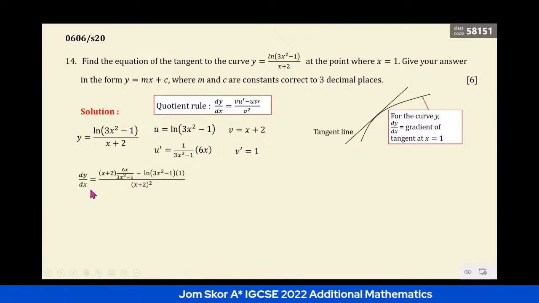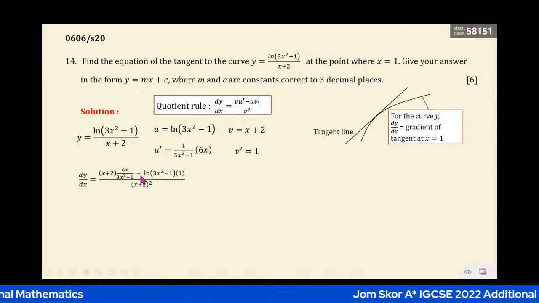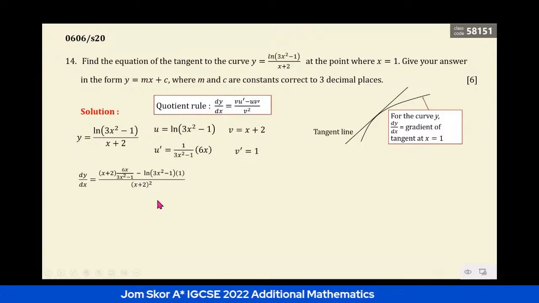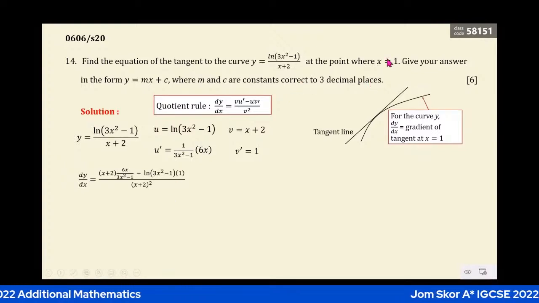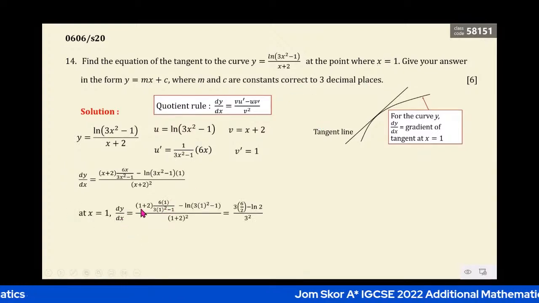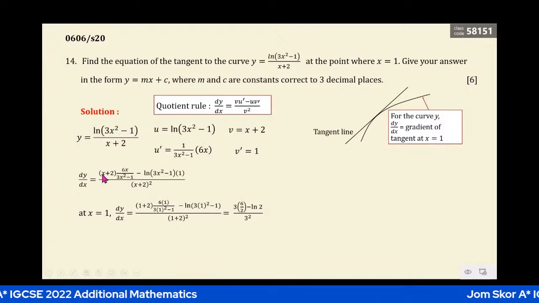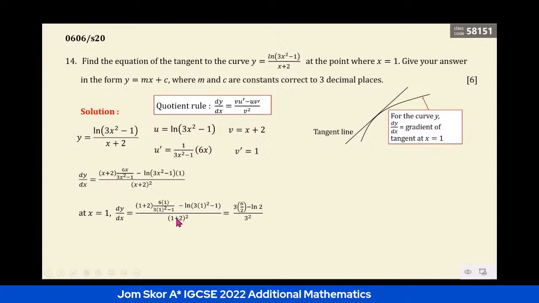So your dy dx becomes v u prime minus u v prime, all divided by v square. Because you know that x is equal to 1, we substitute x is equal to 1. You don't have to simplify this first; we just substitute x is equal to 1 so that it makes it easy for us. Everything will become a single value here.